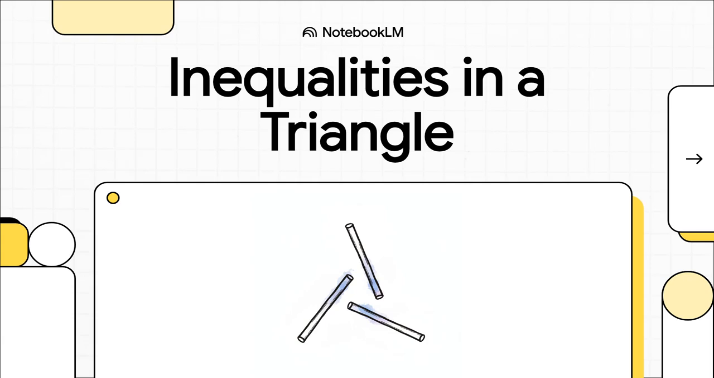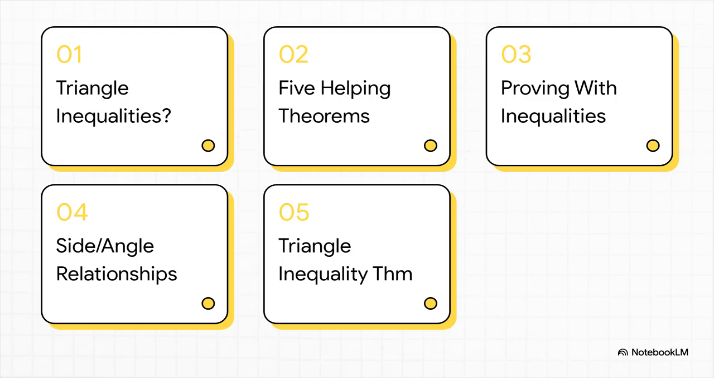Have you ever tried to build something and realized the pieces just don't fit? Well, the same thing happens with triangles. You can't just take any three lines and make one. There are some really specific rules, and today we're going to break down exactly what they are. Let's jump right in.